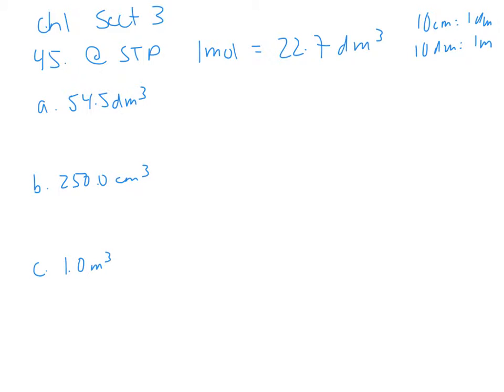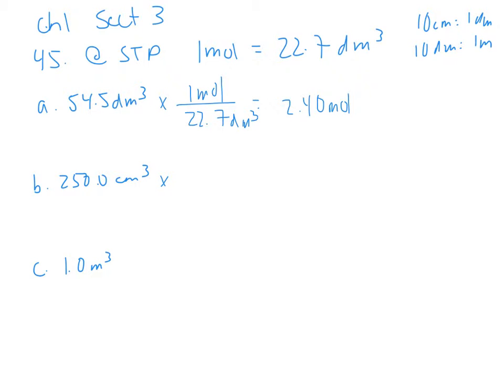So for A, we're given 54.5 decimeters cubed. So this one is pretty easy to carry out. I could just divide by the 22.7 liters or decimeters cubed. I guess I should stick with the decimeters cubed since that's what IB uses. And so 54.5 divided by 22.7, this will be around 2, I'm guessing. 2.40 moles for part A.